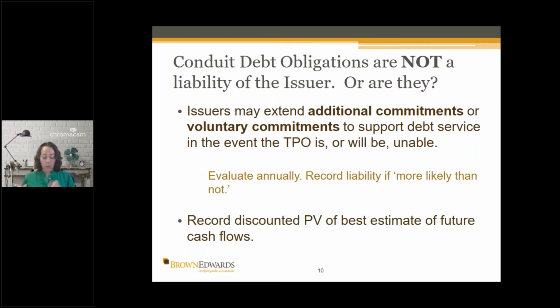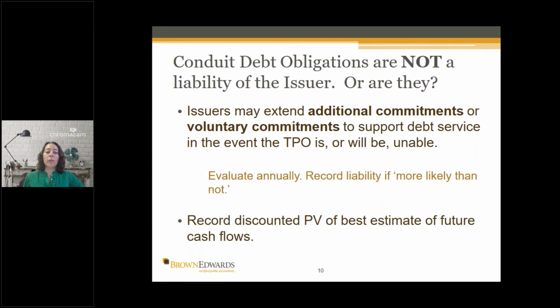And the additional commitments could be the moral pledge. Usually if affordable housing for public good is part of the project, they may agree to appropriate funds, and they may agree to replenish the debt reserve fund. Voluntary commitments are when the third party is or will be unable, then the locality may decide at that time to honor a voluntary commitment to cover debt service payments or replenish a debt service fund or appropriate funds.